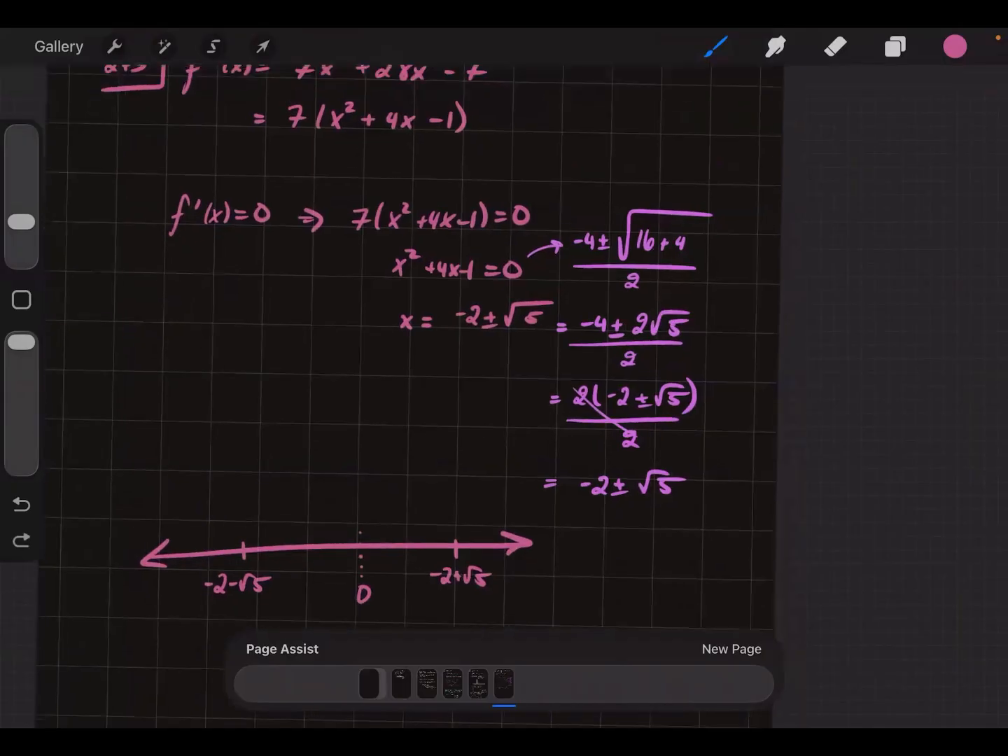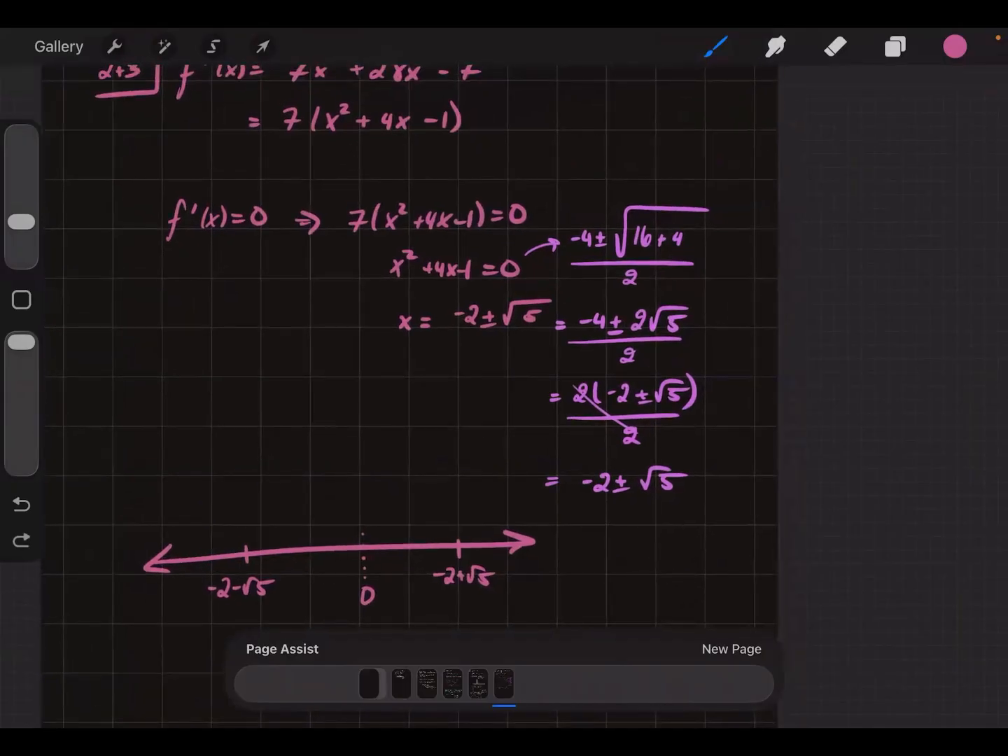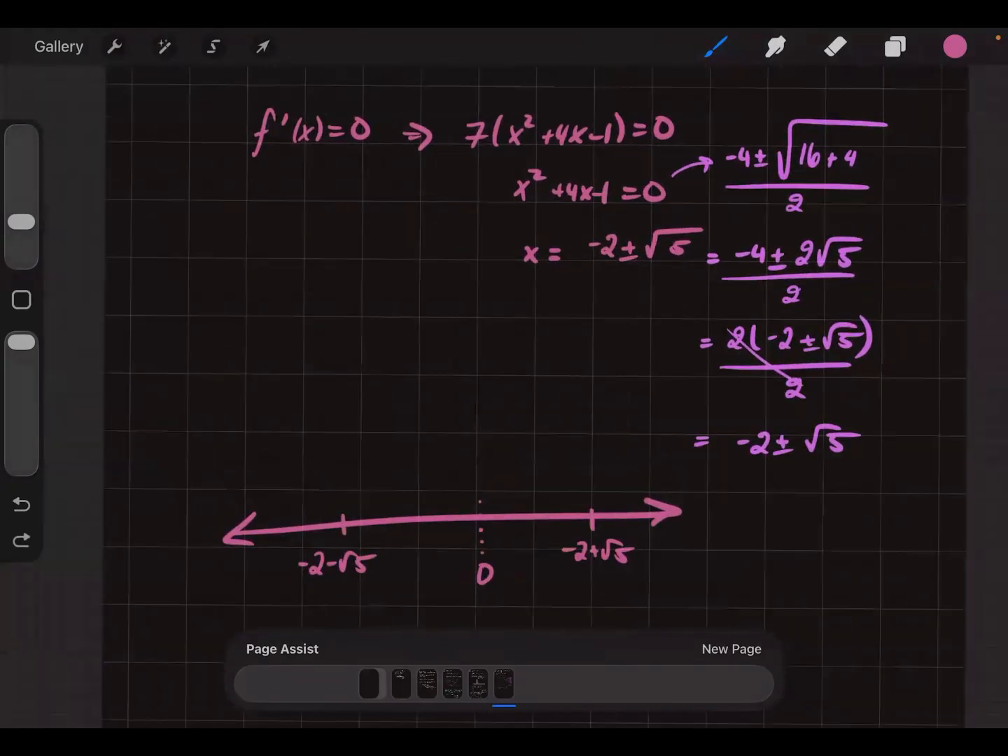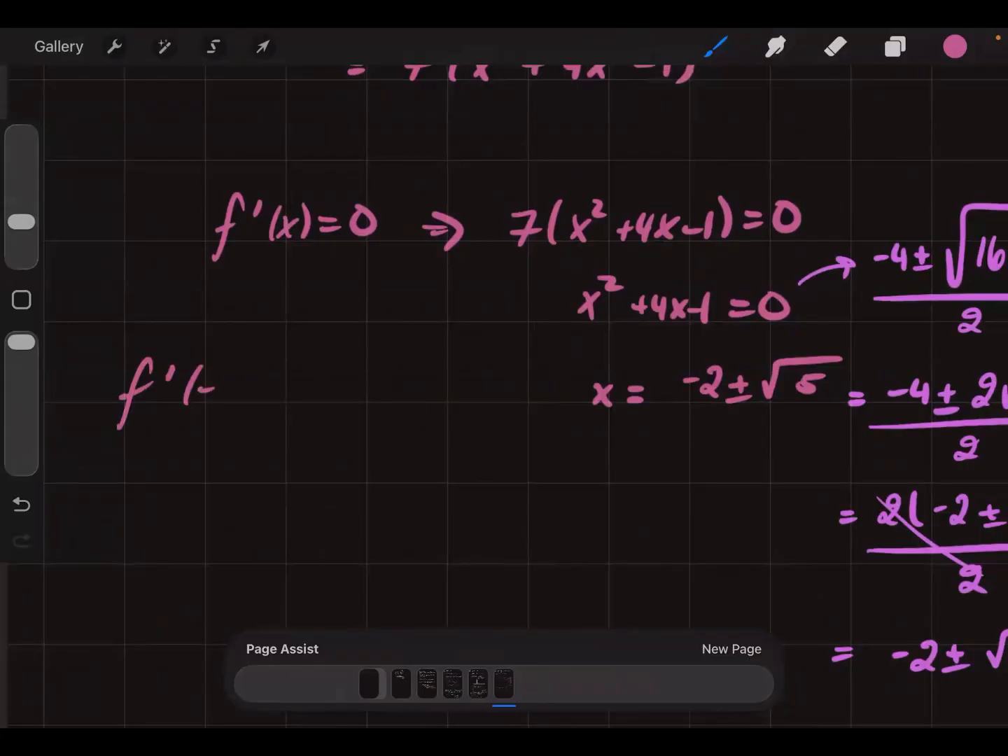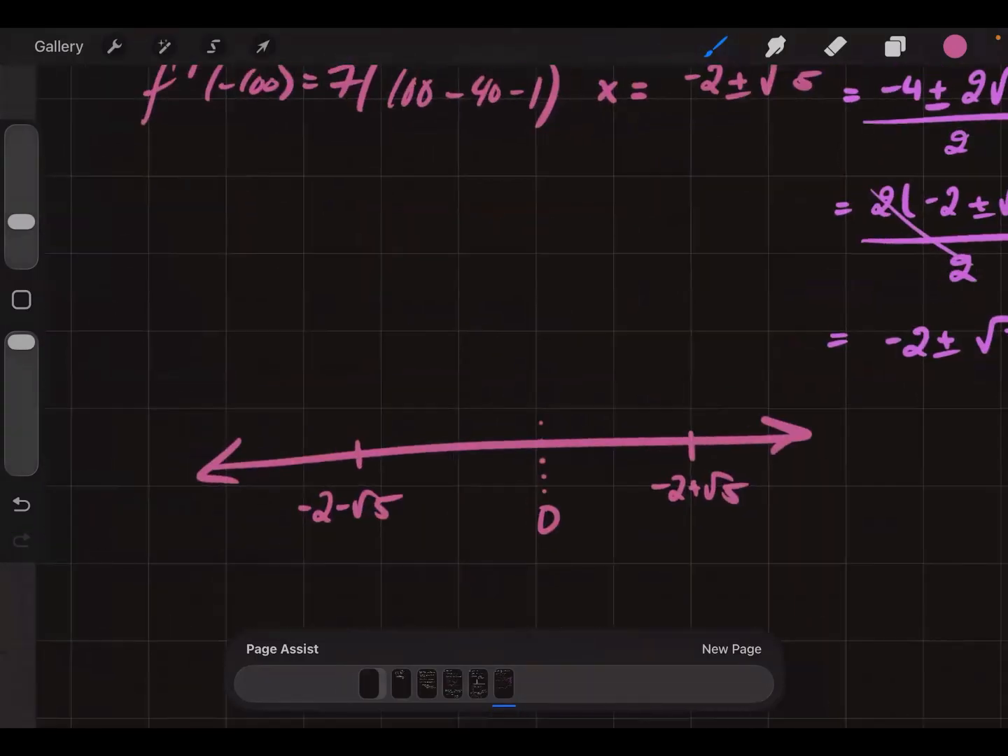I'm going to choose a really nice one. I'm going to choose -100. Okay, so f prime of -100 is going to be positive. -100 squared is positive, -40 minus 1. That's going to be a positive number.